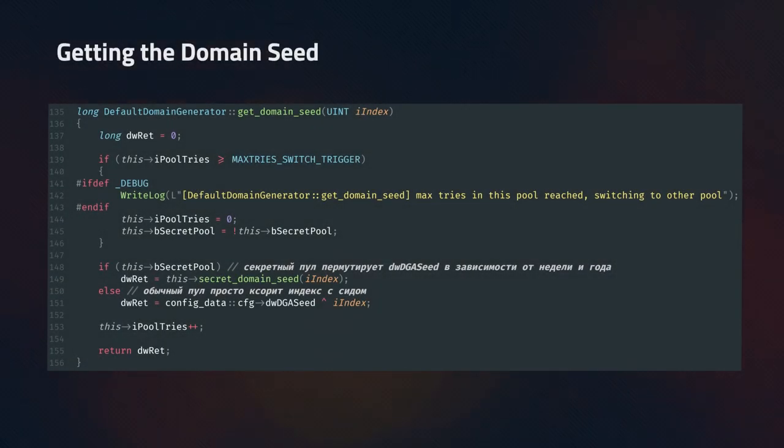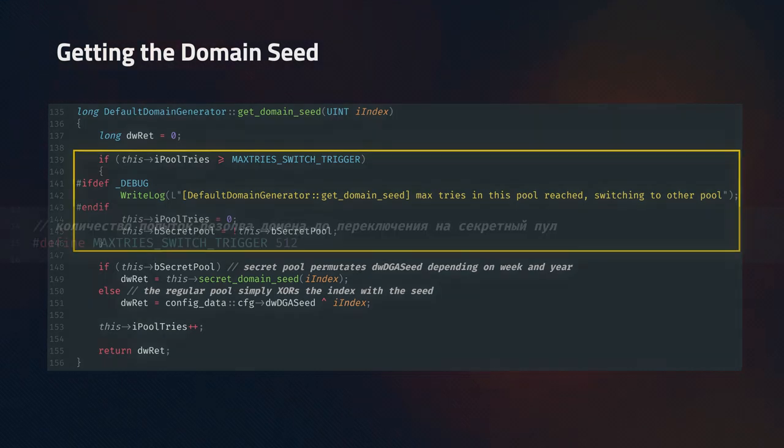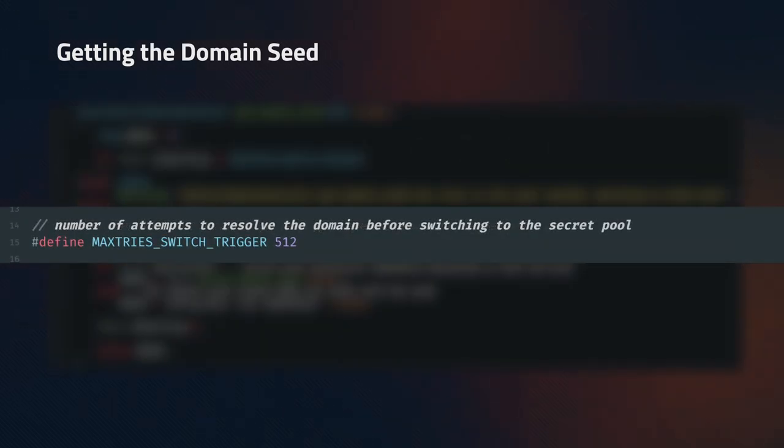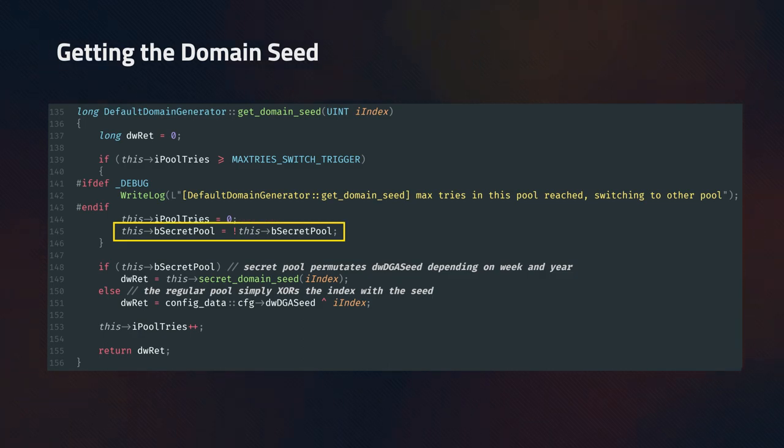This is the function that calculates the seed for a domain index. As already mentioned, there is a secret pool that is switched to after matrix switch trigger domains have been tested. This constant is set to 512, which means after 4 runs of the same domains, the mode switches to the secret pool. After as many attempts, the mode switches back to the regular pool, thus there is never-ending switching back and forth between the modes.